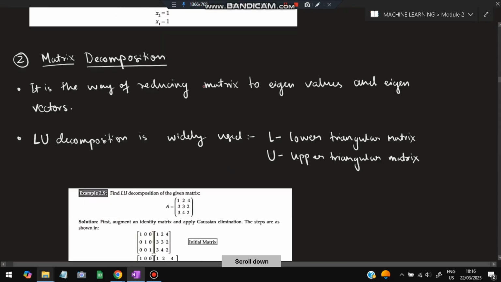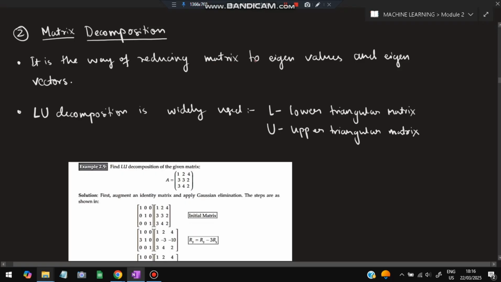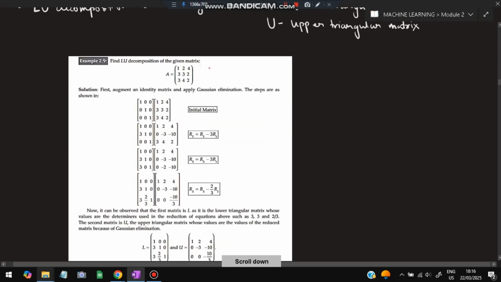Second thing you need to know is the matrix decomposition. Decomposition means making smaller. So to make a matrix smaller, this is the matrix given, we have to make it smaller or make it in the form of ones and zeros. To do that we will be multiplying it with an identity matrix: 1 0 0, 0 1 0, 0 0 1.